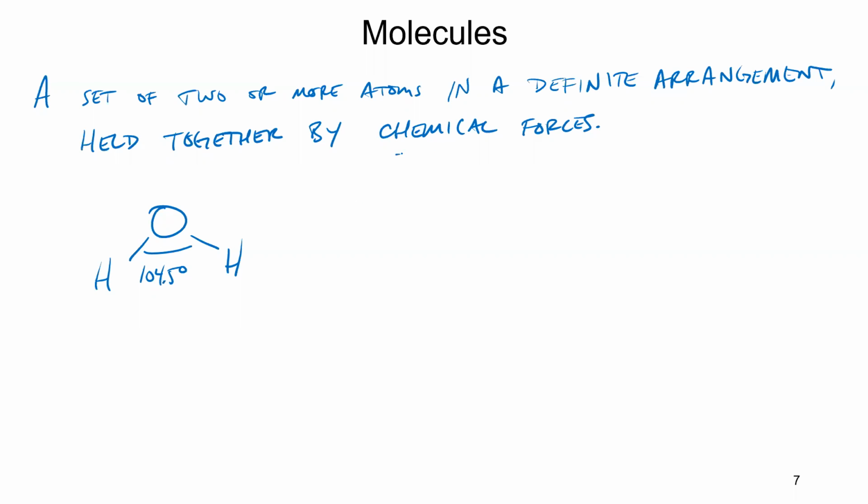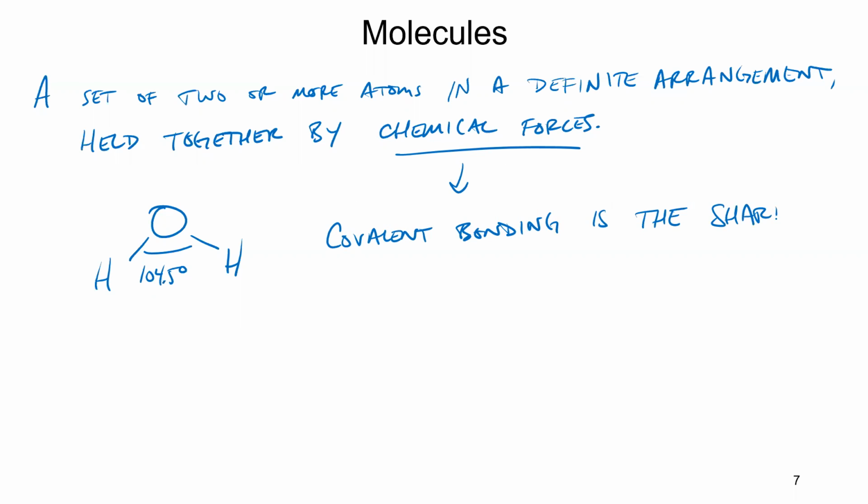And so these chemical forces, there's a couple types, right? Covalent bonding is what we call molecules bonding together. And that's when there is sharing of electrons between atoms. Okay. So when we talk about covalent bonding, we're talking about sharing electrons. Okay.